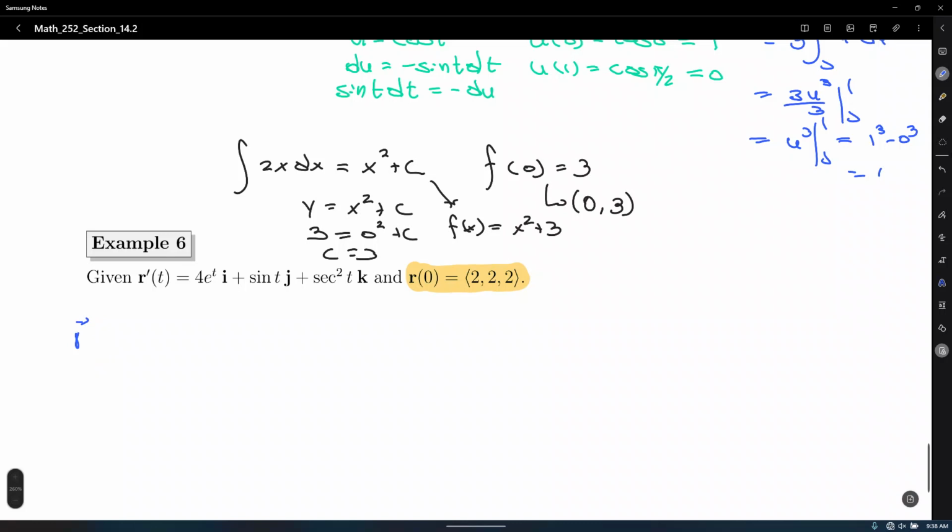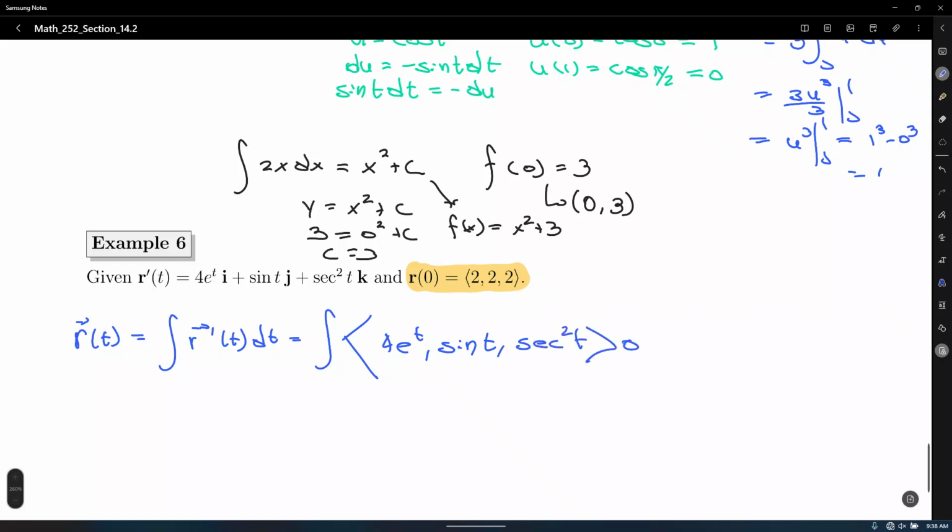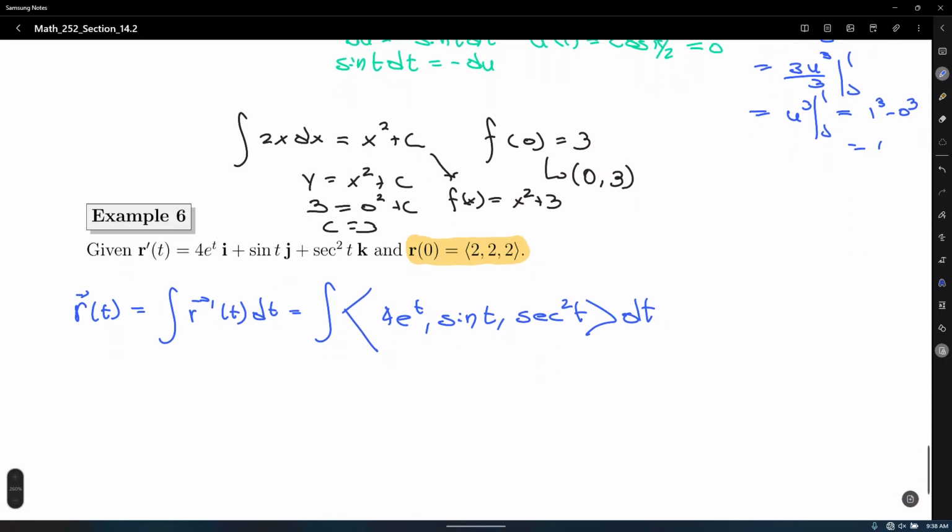So we're going to go from r prime to r of t by integrating r prime of t dt. In this case, that's the integral of all this madness here: 4e to the t, comma, sine t, and by the way, I'm changing to component form, secant squared t dt. Notice in this case, this is not a definite integral. We're not given a lower limit or upper limit.